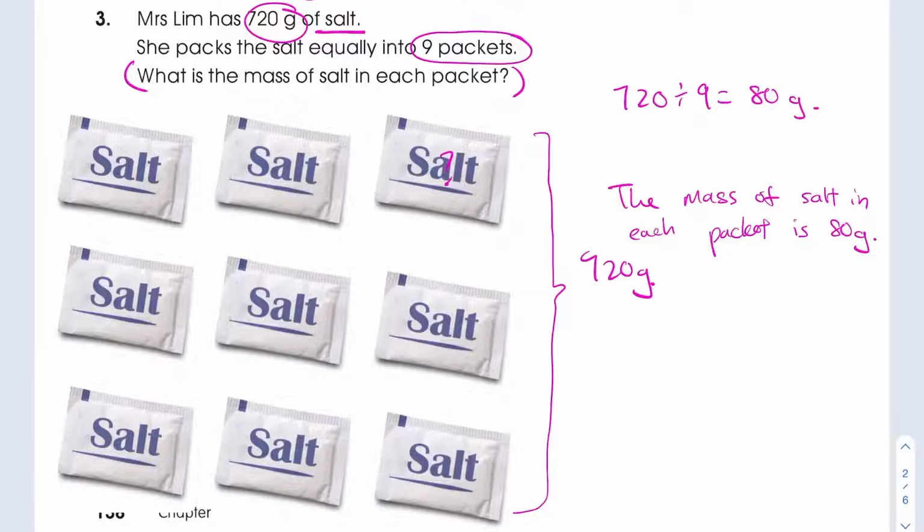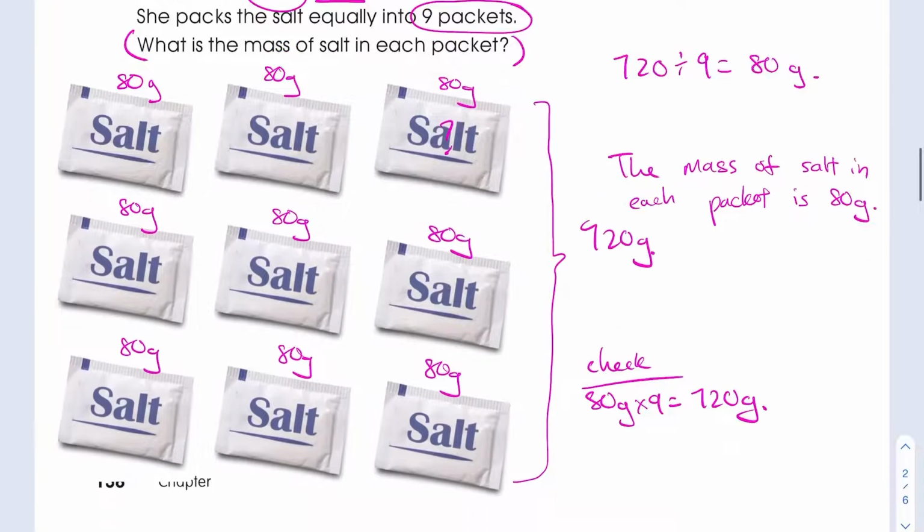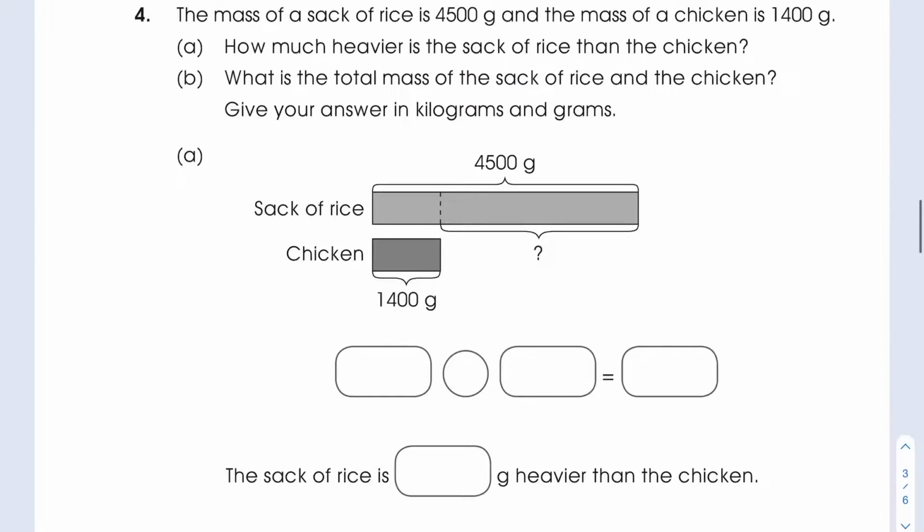So how do I check my answer? This means that out of 9 packets, I have 80 gram, 80 gram, and you can do the same for everything. And I can either add them all together one by one, or I can take 80 times 9. Okay, so to check, I can take 80 gram times 9 will give me 720 gram as well. Or I can add them one by one, and I should still get 720 grams. Moving on to question 4.